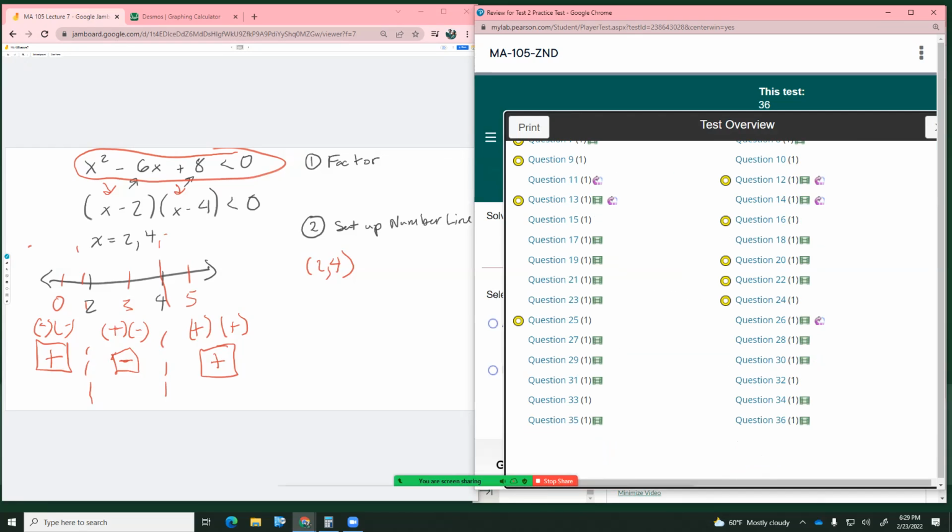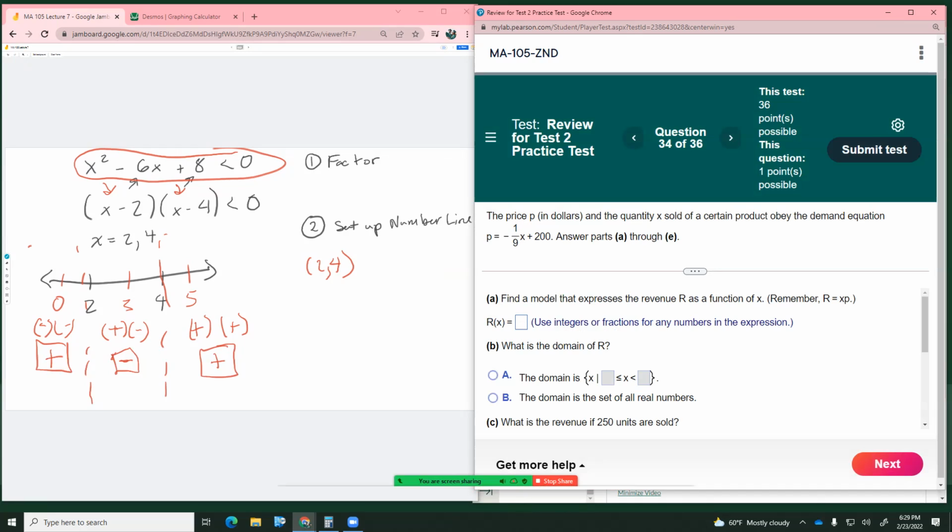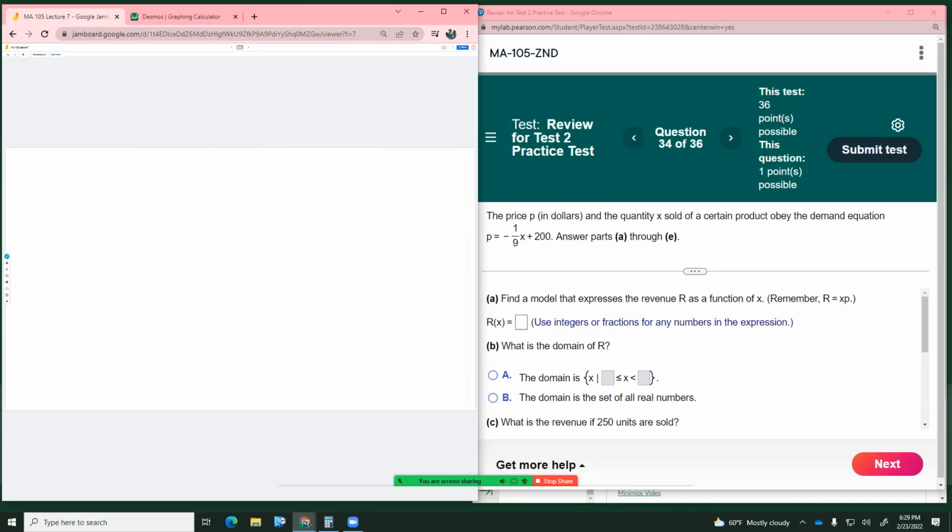All right, I think the next one I wanted to look at, I think I skipped down quite a bit. I wanted to look at 34, yeah. All right, let's look at one of these problems. The price P in dollars of a certain quantity obeys the demand equation P equals -1/9 X plus 200, okay? And answer parts A through E.